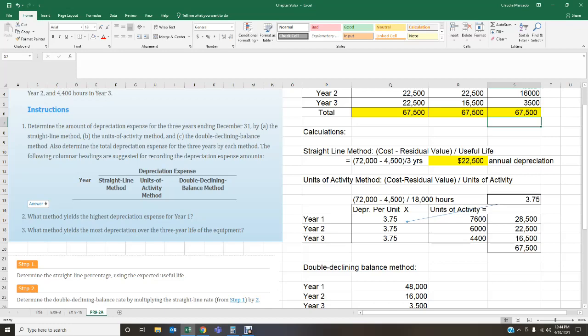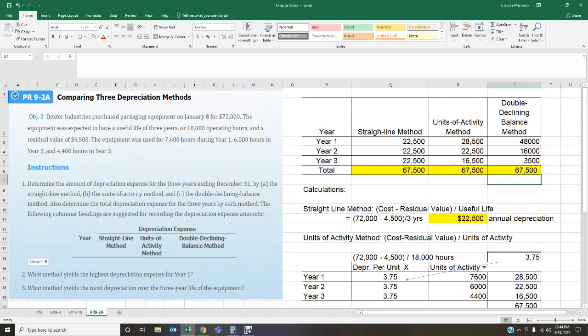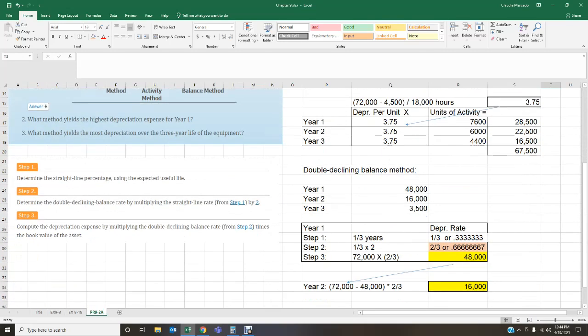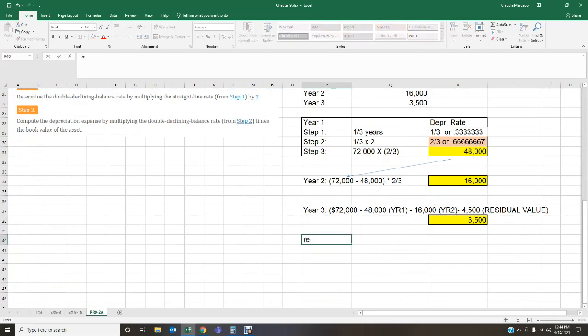Okay, what method yields the highest depreciation expense for year 1? Okay, so for year 1, if we notice here, let's compare year 1. Okay, so which one gives you the highest depreciation? The highest depreciation will be using the double declining balance method, $48,000. Okay, so the double declining balance method yields the most depreciation expense in year 1. Okay, so requirement 2.